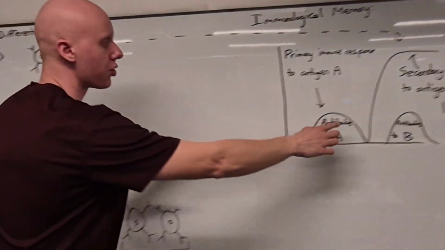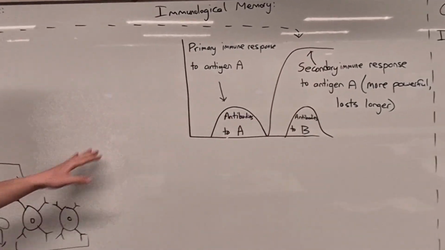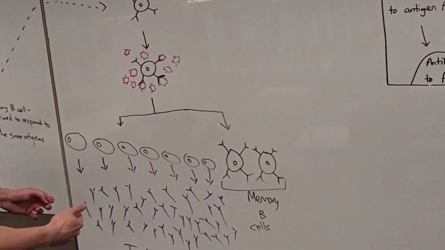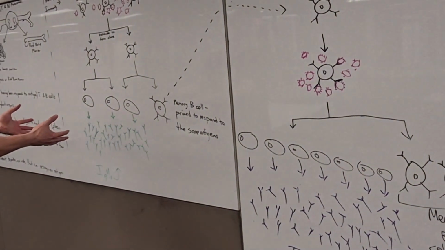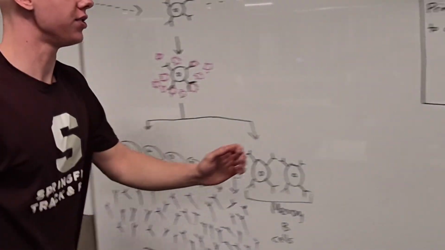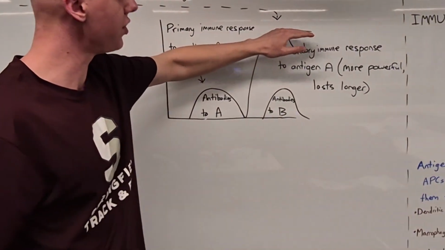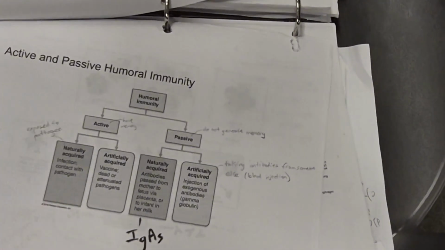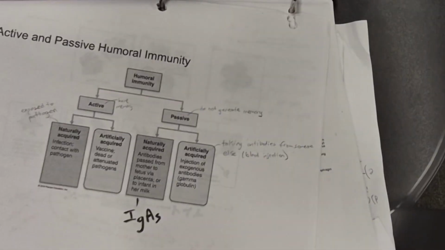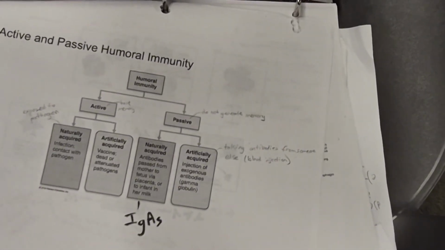The reason why it's stronger and it lasts longer is because more IgG antibodies get secreted in the secondary response than IgM antibodies in the primary response. So that explains this increase here. Another thing to note is that in humoral immunity, there is something known as active immunity and passive immunity.